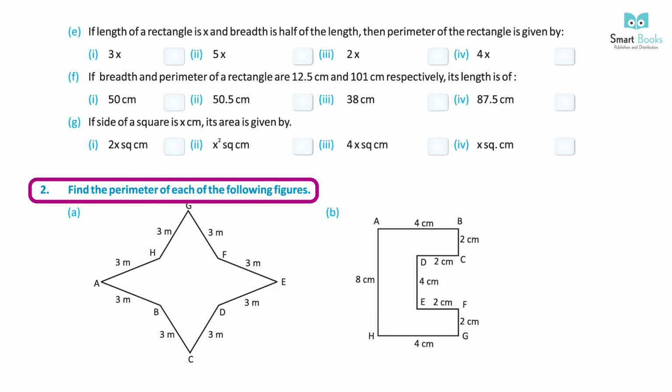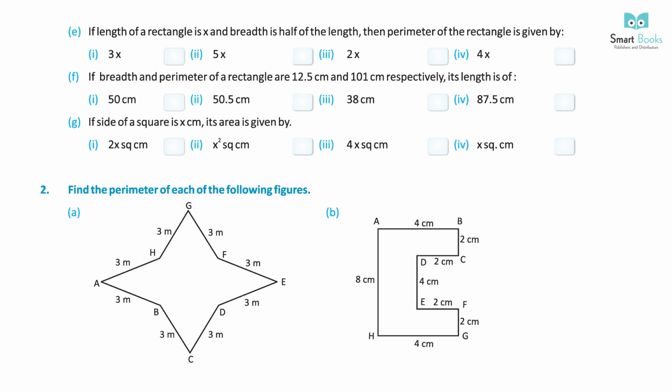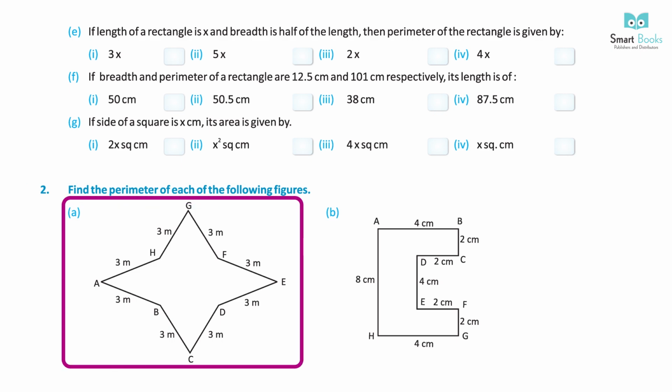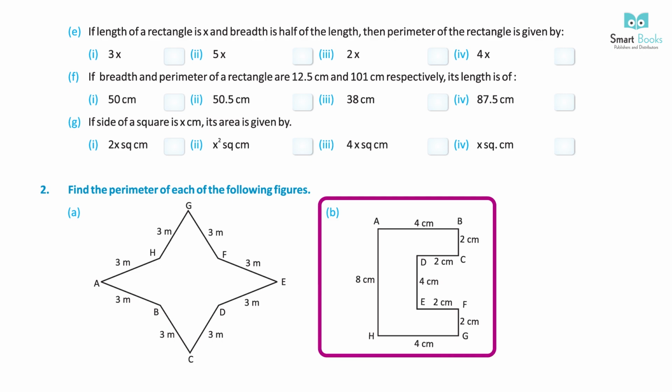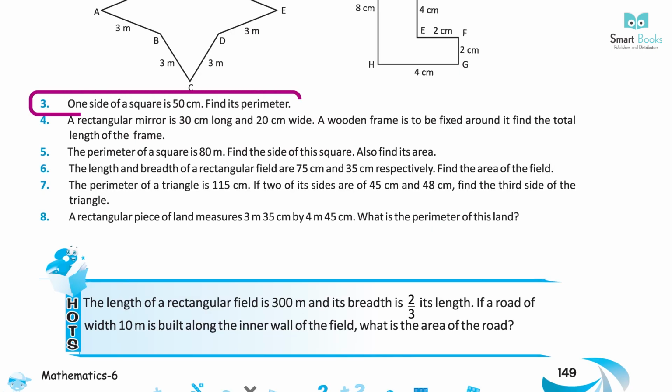Question 2. Find the perimeter of each of the following figures. Solution: A. 24 meter. B. 28 centimeter. Question 3. One side of a square is 50 centimeter. Find its perimeter. Solution: 200 centimeter.